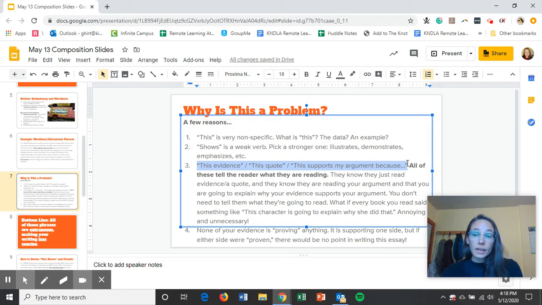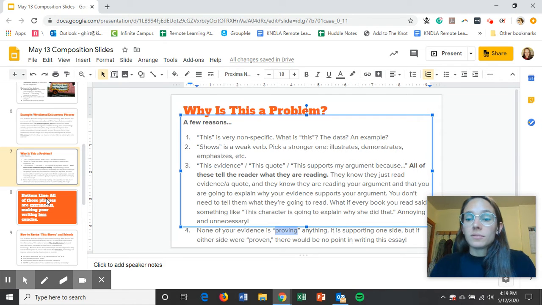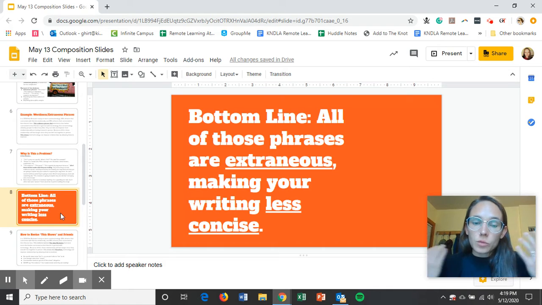And then the other thing is "proves." The word "proves," we don't want to use that word, because none of this evidence is proving anything, right? If anything were proven, if one side of the argument were proven, there would be no reason to write this essay. Your evidence supports one side of the argument, but it doesn't prove anything. So basically, all of these words are extraneous, making your writing less concise. We want to be concise, right? We want to say things in the most exact, precise, specific, short way possible that still gets our ideas across.